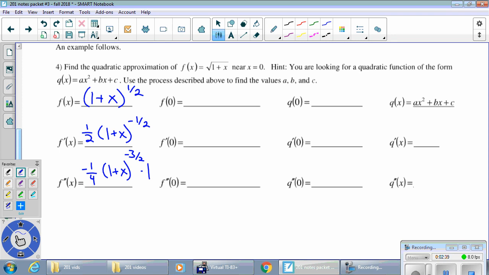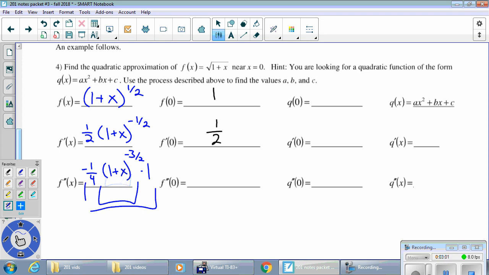Then we're going to plug 0 in for all of those x's. First two we did already. F of 0 is 1. F prime of 0 is still a half. Then we're going to plug 0 in for f double prime. So right there, the parentheses is 0 plus 1, so the parentheses is 1. 1 to the negative 3/2 is 1. 1 to anything is 1, times the negative 1/4. So negative 1/4 is our answer here.